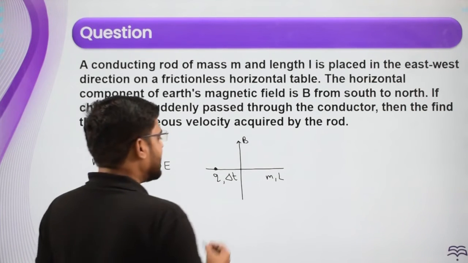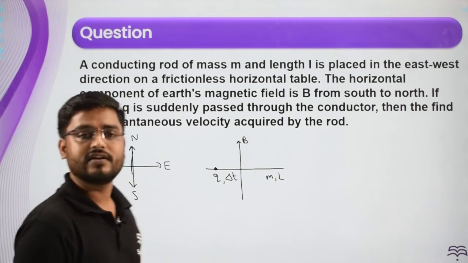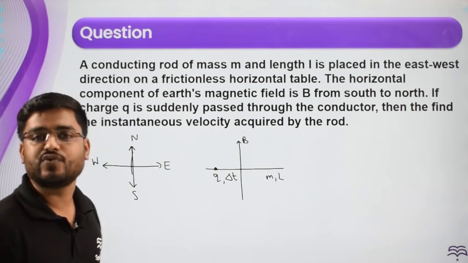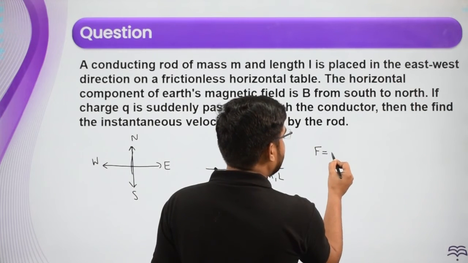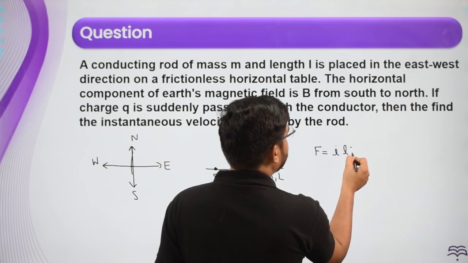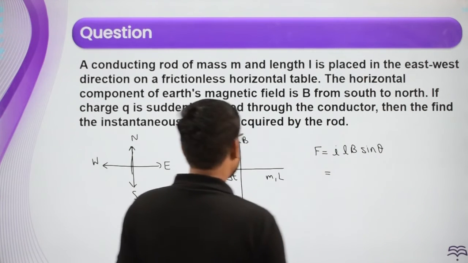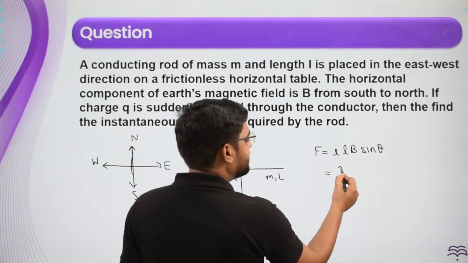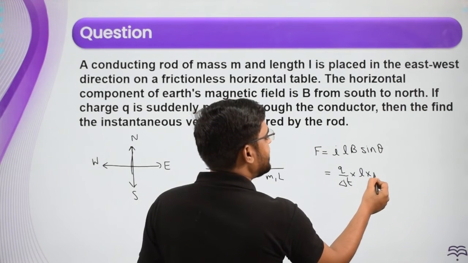We'll be saying that since the charge is passing in a particular time, there is some current, and due to that current, there will be some force. Let us get that force. So I'll be saying force is nothing but ILB sine theta. Let's just put all the values one by one. Current is how much? Current is Q by delta T. Length is L, B is B sine theta.